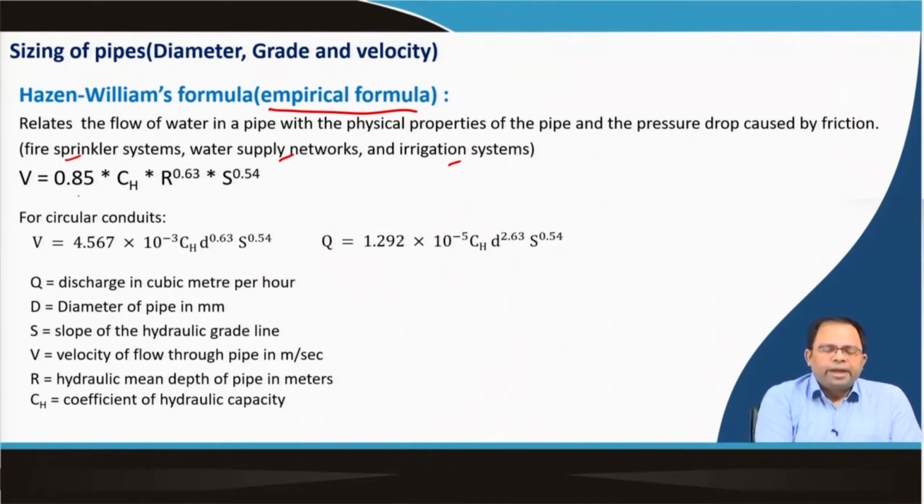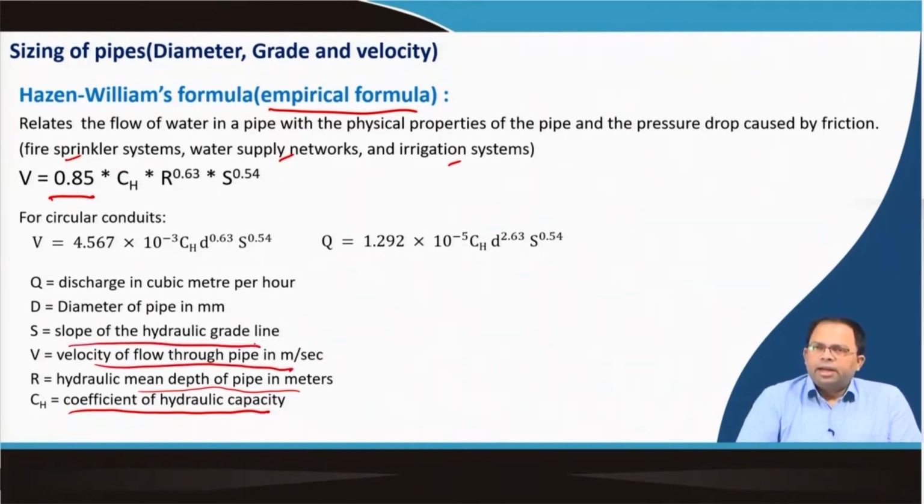So, what is the formula? V is equal to 0.85, this is a constant, into CH into R to the power 0.63 into S to the power 0.54. What is CH? CH is the coefficient of hydraulic capacity. This is the constant that we have to determine. R is the hydraulic mean depth of the pipe in meters. V is the velocity of flow through the pipe in meters per second. S is the slope of the hydraulic grade line that we discussed last time as well, and D is the diameter of pipe in millimeters.